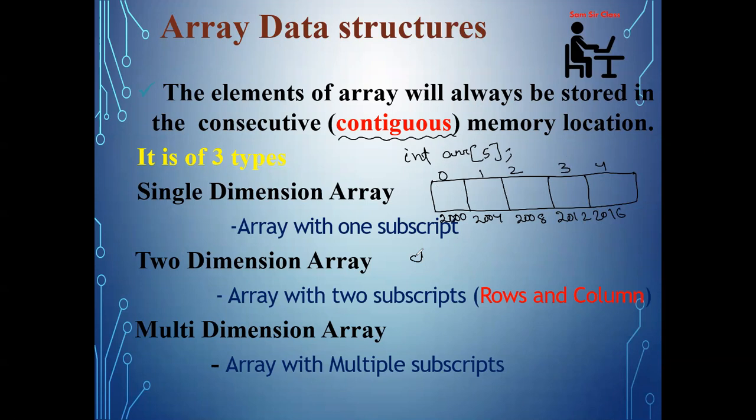Okay. Let me take one more example, a character array. Suppose again size 5. Again, 5 blocks of memory will be allocated to the user. Here also, the index will start from 0, 1, 2, 3, 4. But here, if the starting address is 1000 and the size of a character is 1 byte, the addresses will be 1001, 1002, 1003, and 1004.